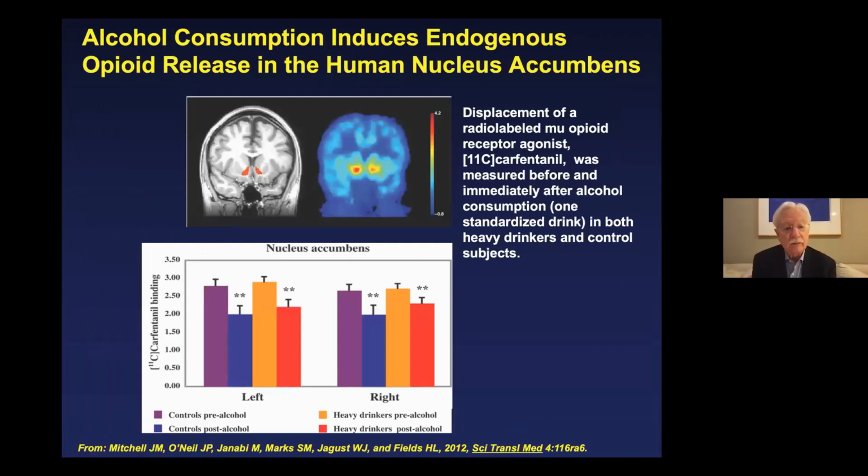This classic study by Jennifer Mitchell, published in Science Translational Medicine, when someone was drinking the equivalent of one standardized drink, when individuals in a PET scan using carfentanil, a very, very potent opiate, a label, you can see, again, similar to what we saw with the release of dopamine, there's a release of endogenous opioids in the nucleus accumbens, both on the left side and on the right side. Again, the release of these endogenous opioid peptides is displacing the binding to the mu opiate receptor.